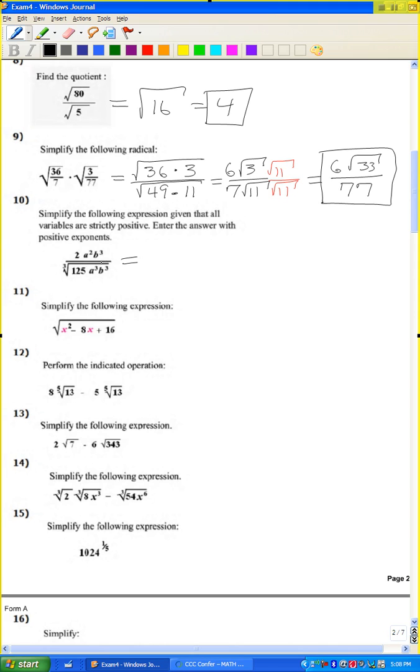2a squared b cubed over cube root of 125, 5, cube root of a cubed, a, cube root of b cubed, b. a squared divided by a is a, b cubed divided by b is b squared. And so I get 2a b squared over 5.